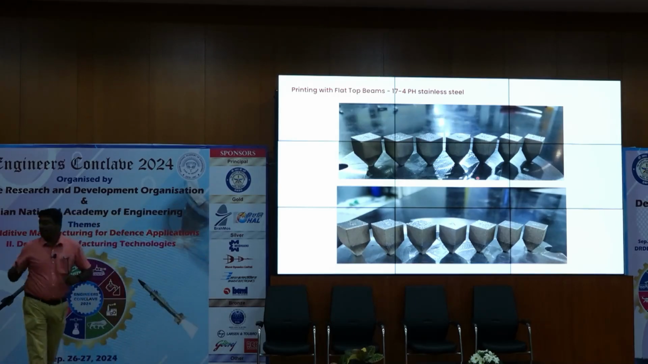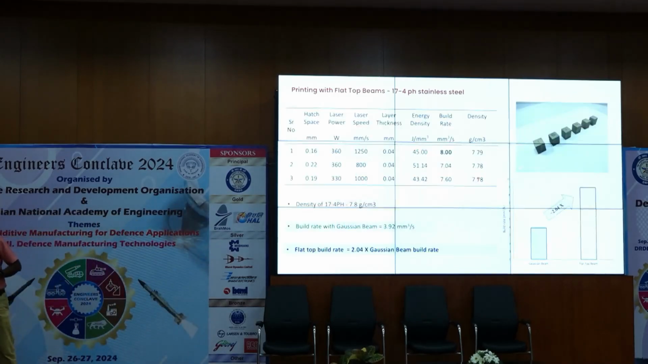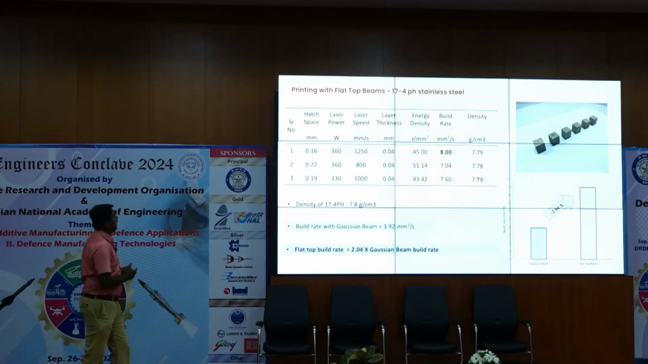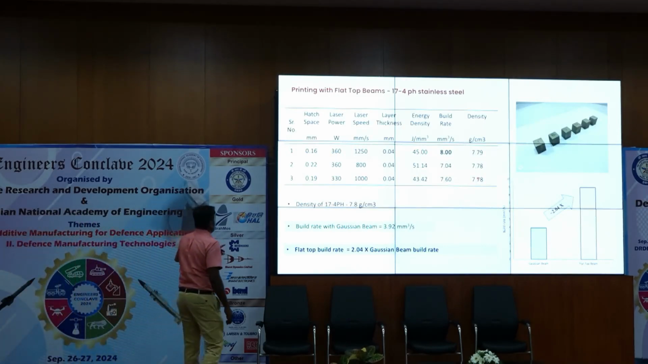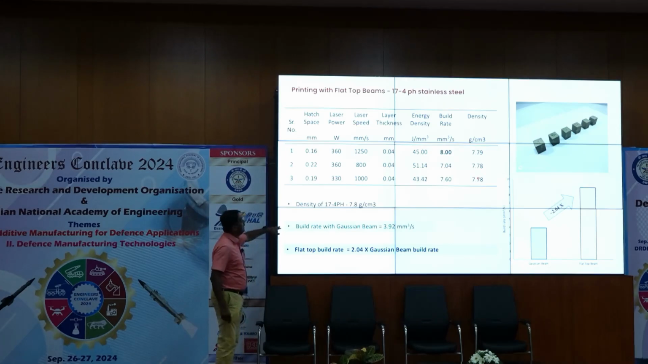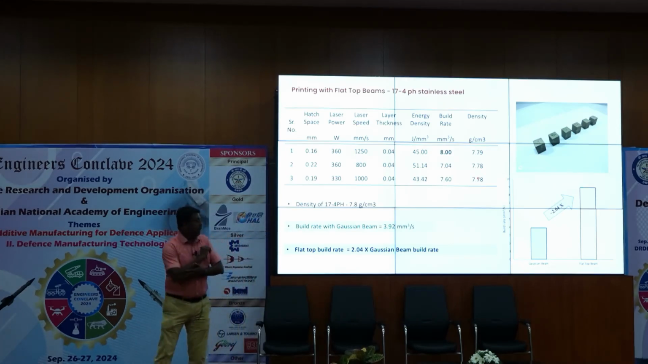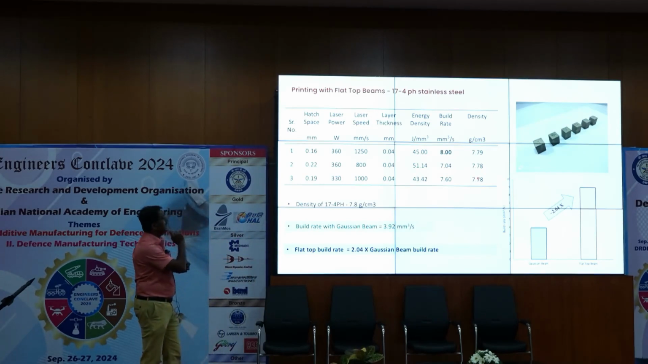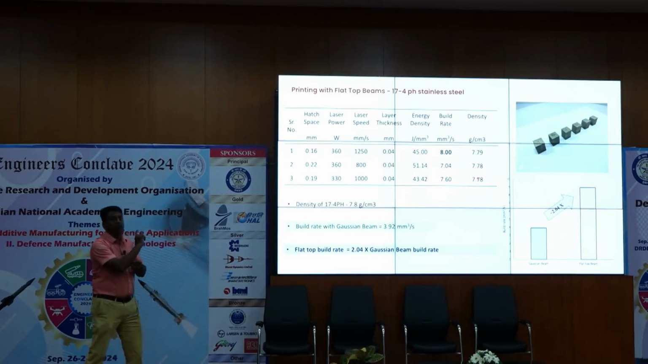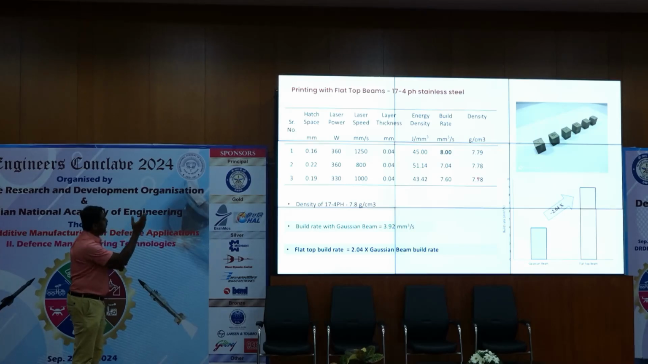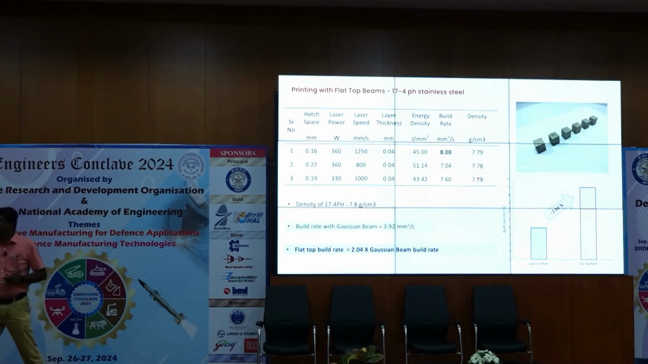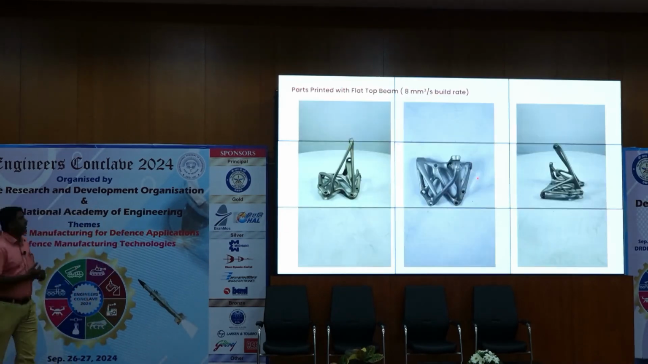Now what is really interesting is the comparison of the build rate. When we calculated the build rate, with a conventional Gaussian beam at the same identical density, we can build about 3.9 mm cube per second, whereas with the flat beam we can print up to 8 mm cube per second, with the identical density and defect free. So almost 2 times increase in productivity, and also with excellent surface finish.